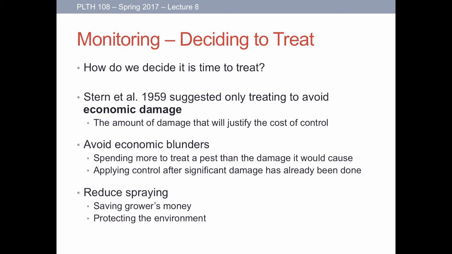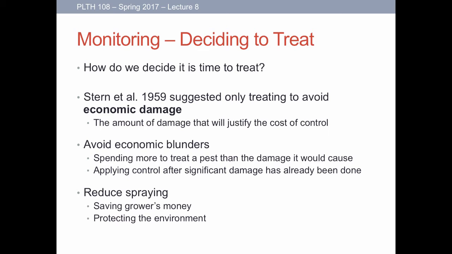So how do we decide that it's time to treat? We've done all this monitoring. We have a basic estimate of the populations, or at least we have a basic estimate of whether populations are increasing or decreasing. So when do we actually go out and treat for a pest? When is the pest a problem as opposed to just something we have to live with? And this is really sort of up for debate. Some people are more inclined towards you should spray as soon as you see the pest, you don't want to deal with it. Some people are a little bit more live and let live, as long as I'm making money, I'm fine.